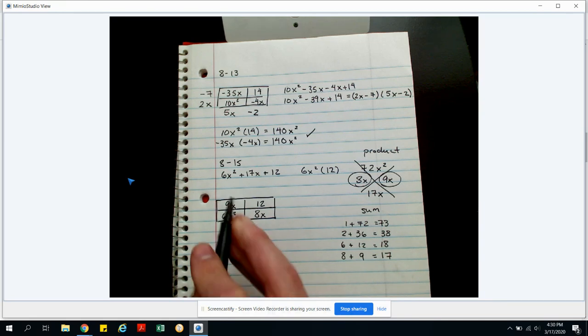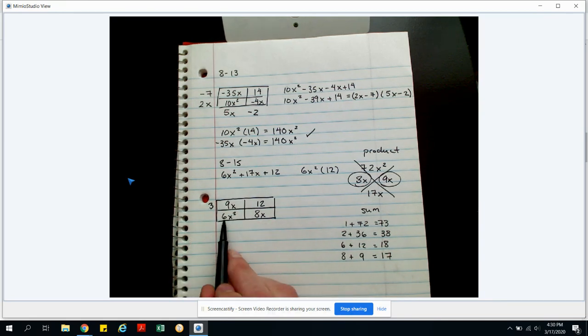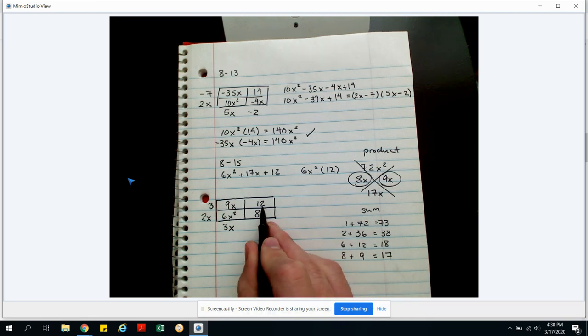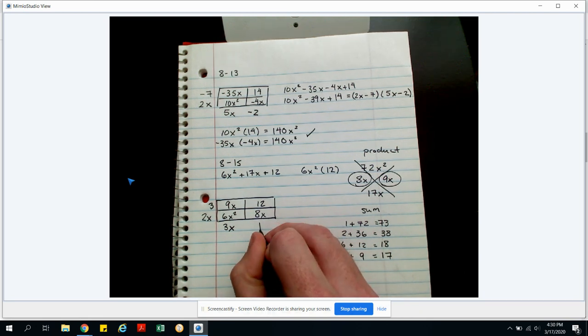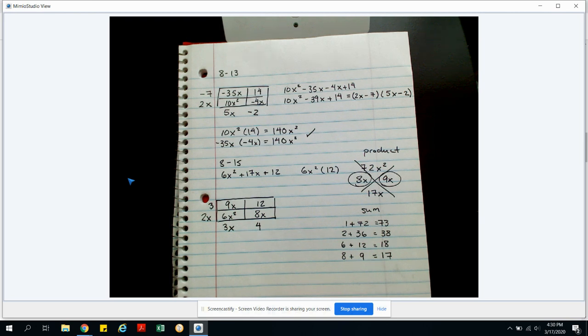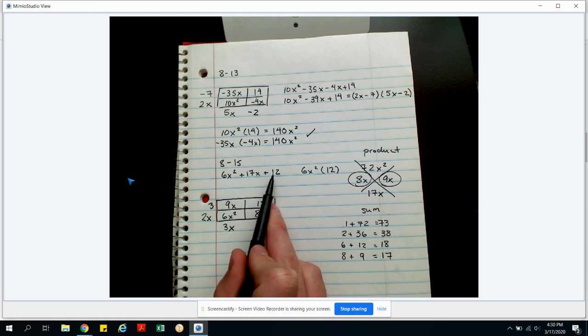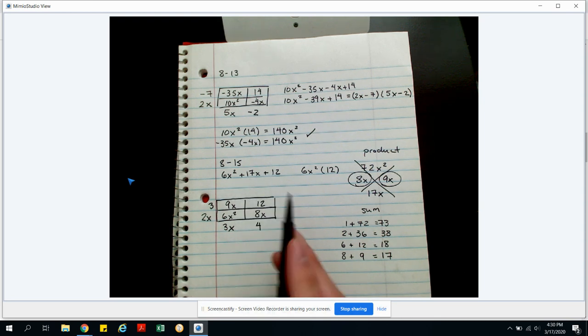Now I'm ready to factor. So 9x and 12, I can factor out a 3. 6x squared and 8x, I can factor out a 2x. 9x and 6x squared, I can take out a 3x. 12 and 8x, I can factor out a 4. So if I wanted to take 6x squared plus 17x plus 12 and write that as a product, my product would look like 2x plus 3 times 3x plus 4.